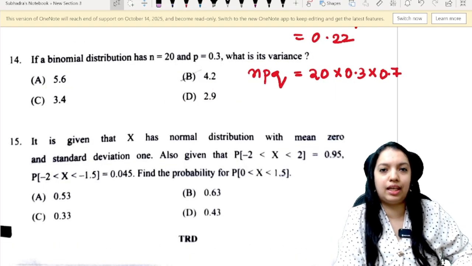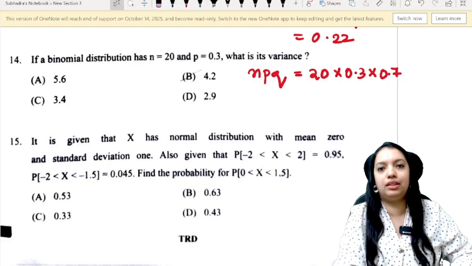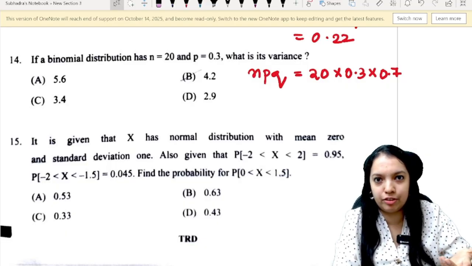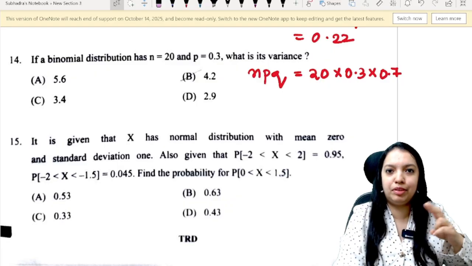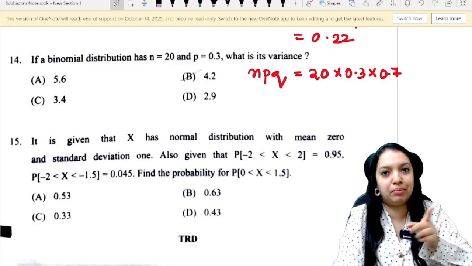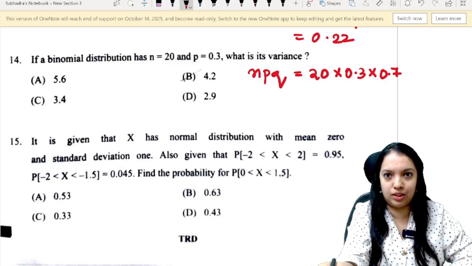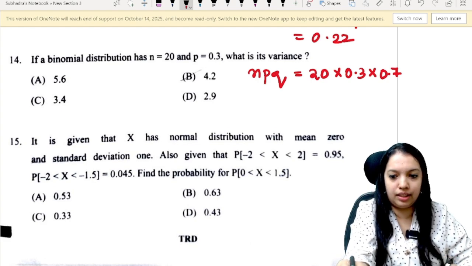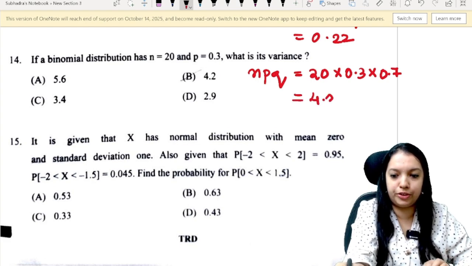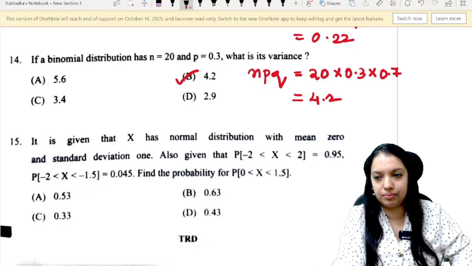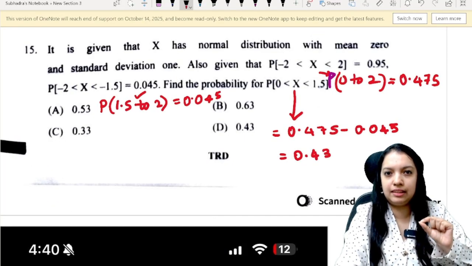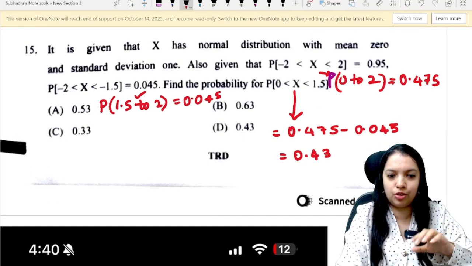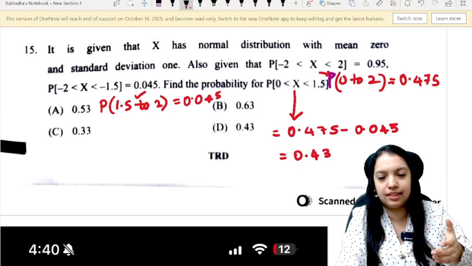Next question is about calculation of variance of binomial distribution. Variance is given by the formula NPQ. N is given, P is given, Q value is 1 minus P. It is 0.7. I applied the formula and the final answer comes down to be 4.2, which is equal to option B.